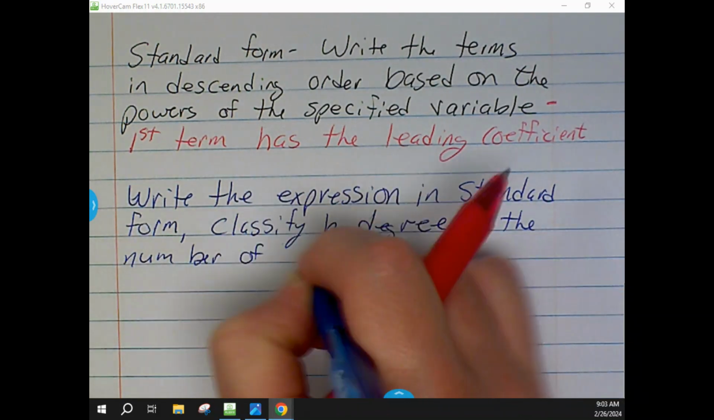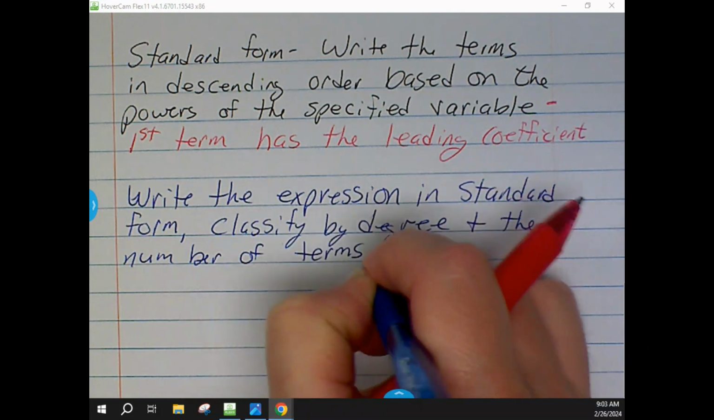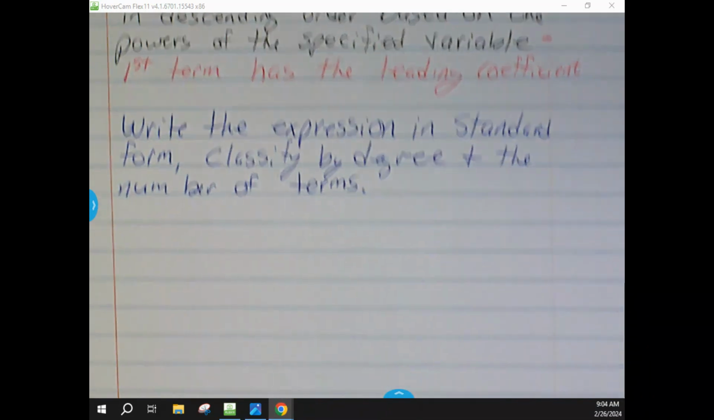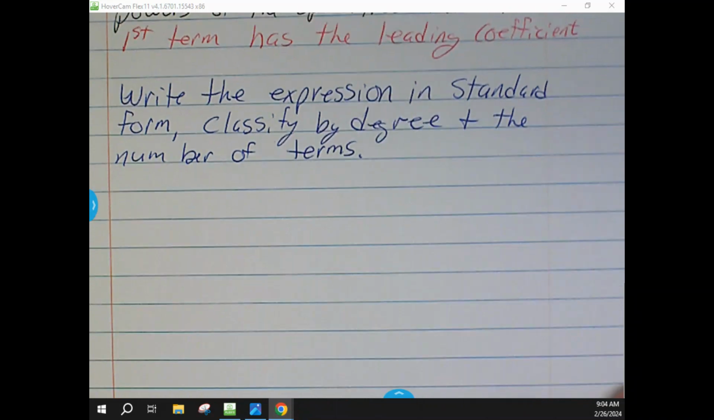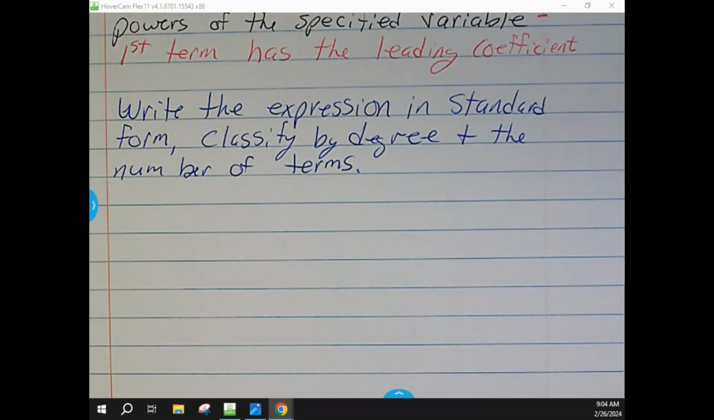Okay, so what we're going to do for this, we'll give you a few examples where we're going to ask you to put all those things together that we've done so far. We're going to give you an expression. You've got to write the expression in standard form. Based on that answer, you have to tell me the degree, and then how many terms you have. And it will go back and forth.